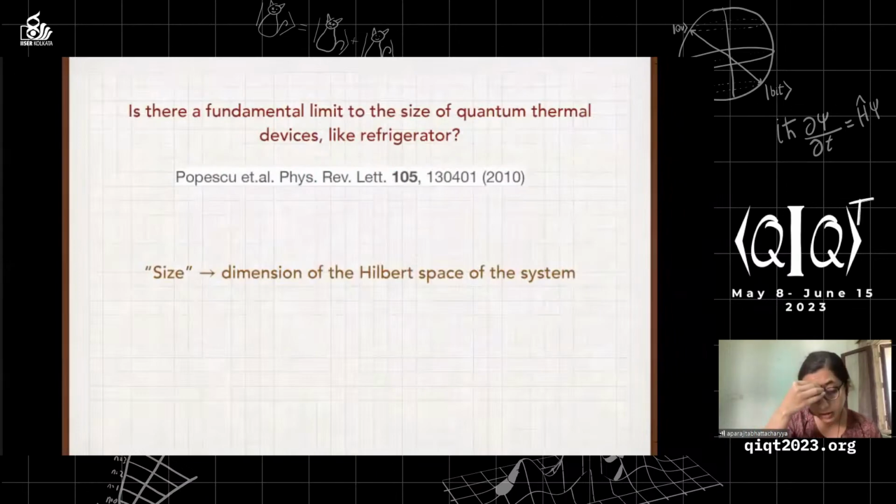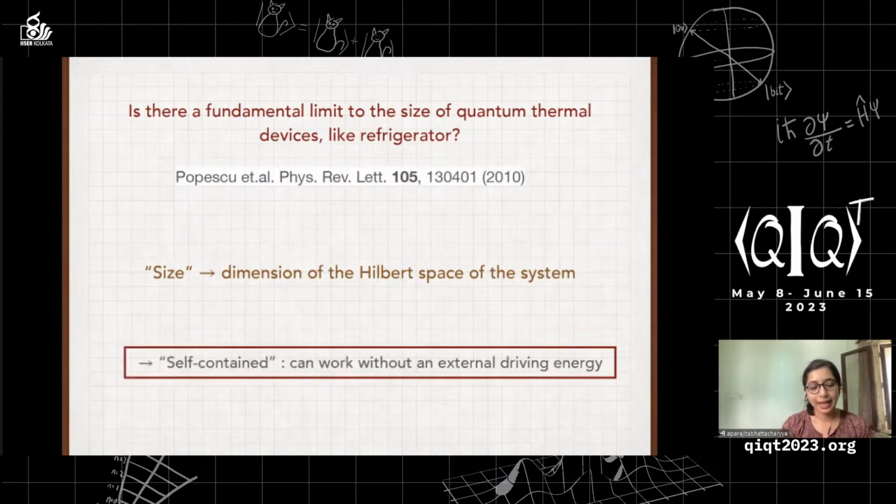The very first paper regarding the quantum refrigerator is this one, by Popescu. In that paper, they posed a very fundamental question: is there a fundamental limit to the size of quantum devices, like quantum thermal devices such as refrigerators? They wanted to study what is the smallest possible thermal device which can act as a refrigerator. By size of a thermal device, they mean the dimension of the Hilbert space to which the system belongs.